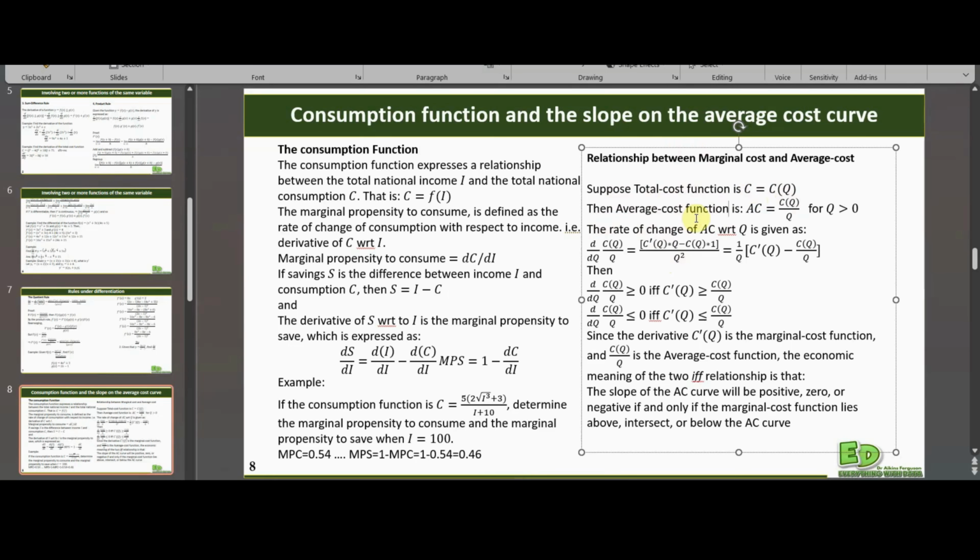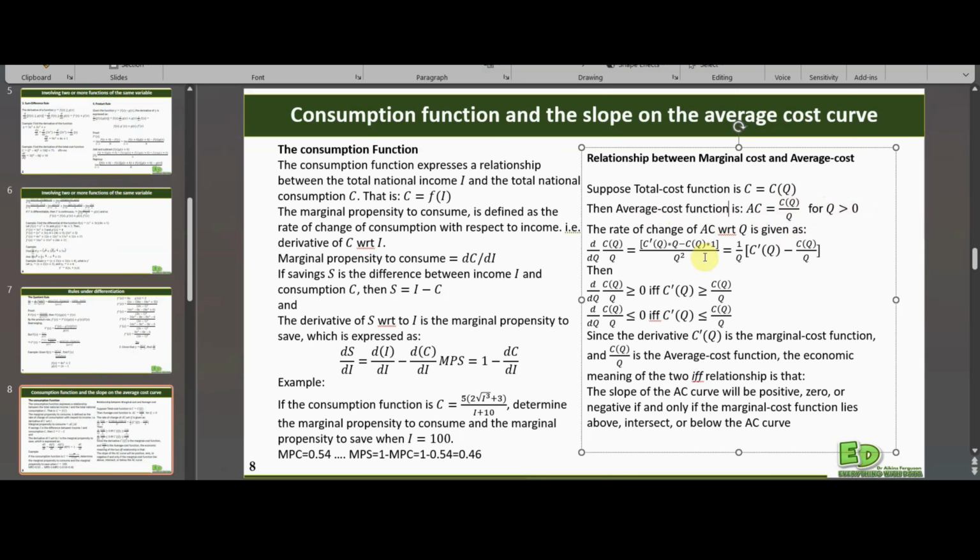Then we'll say that the average cost function is what? The total cost function over quantity. So simply, to find your average cost function, it is equal to your total cost over quantity, for quantity being greater than 0. Note that quantity is greater than 0 because we can't produce negative units or negative product. So always the quantity should be greater than what?